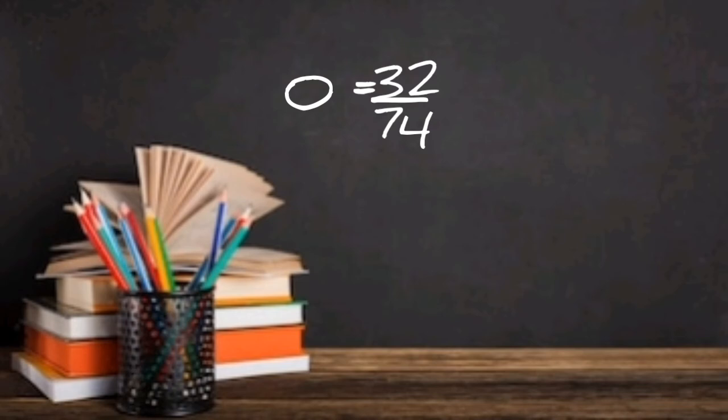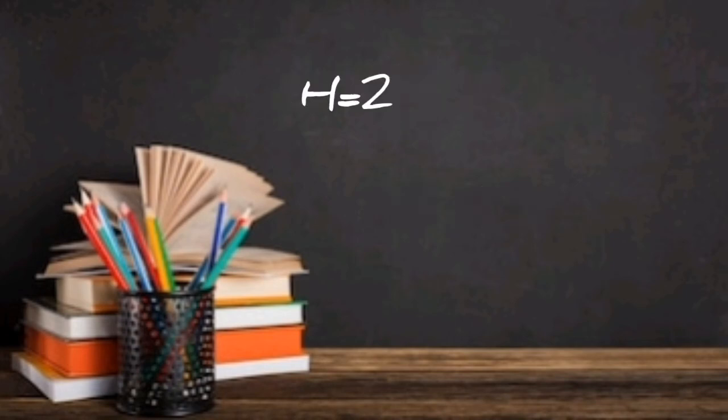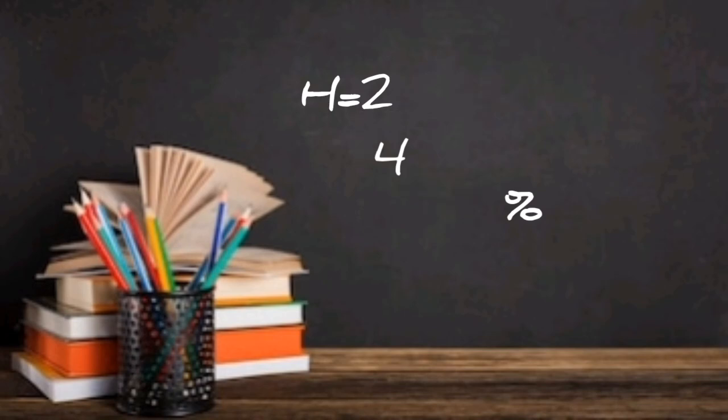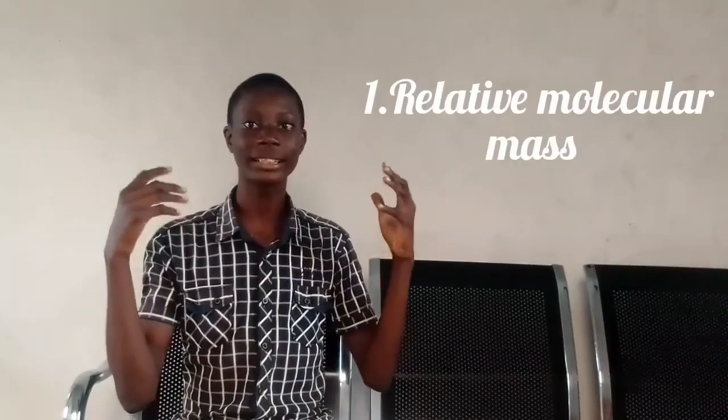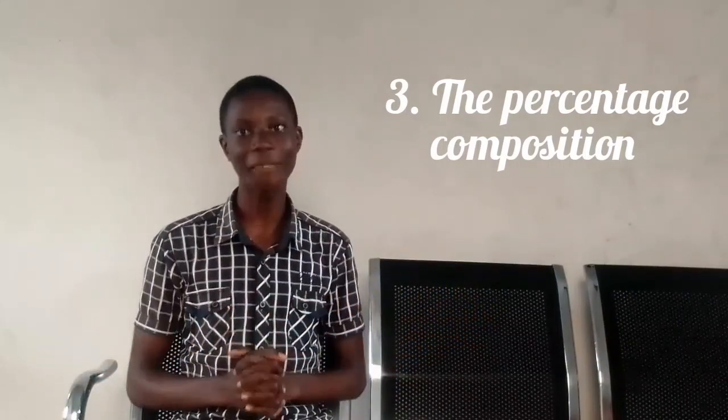So to find the percentage composition by mass of oxygen, we are going to say 32 divided by 74, since that is the total mass of oxygen in the compound, times 100, which is going to give us 43.2%. And for hydrogen, we have 2 divided by 74 times 100, which is going to give us 2.7%. So now that we are done, just in the blink of an eye, I've told you how to calculate the relative molecular mass, how to calculate the mole, and how to calculate the percentage composition of any compound.